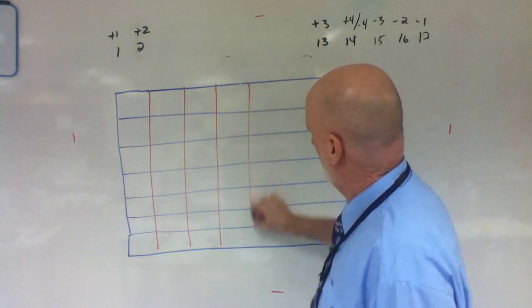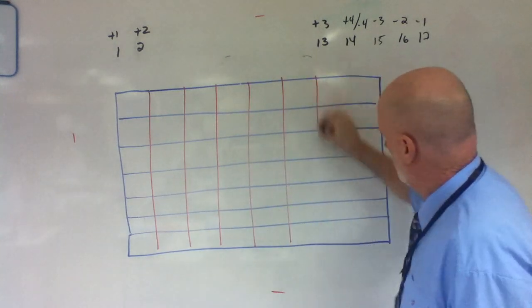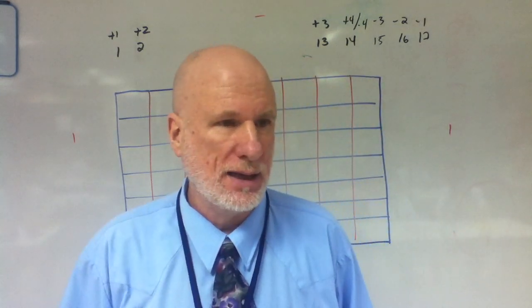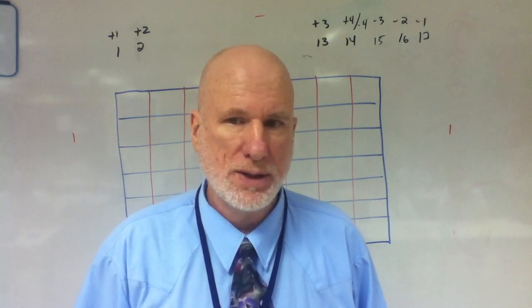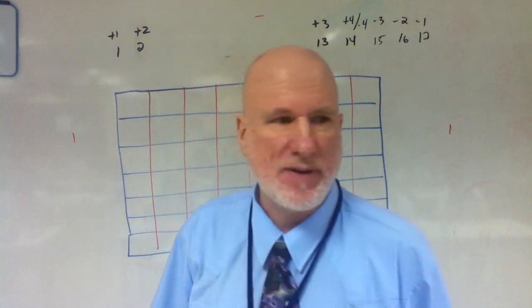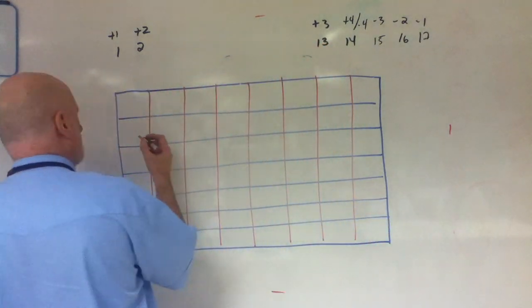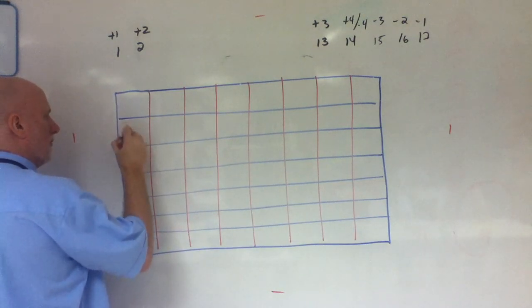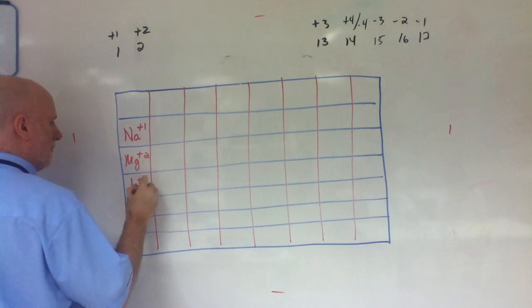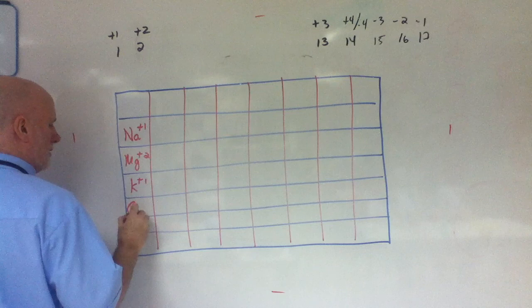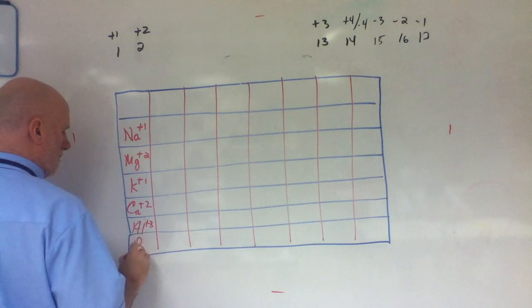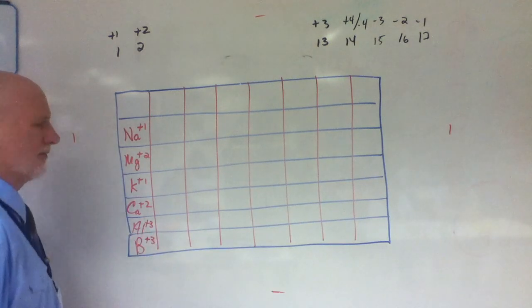So we have, we're going to say on the left side, positive ions. Name me some positive ions. Quickly. Shout them out. Sodium. Magnesium. Potassium. Calcium. Aluminum. Boron. That's enough. All right.